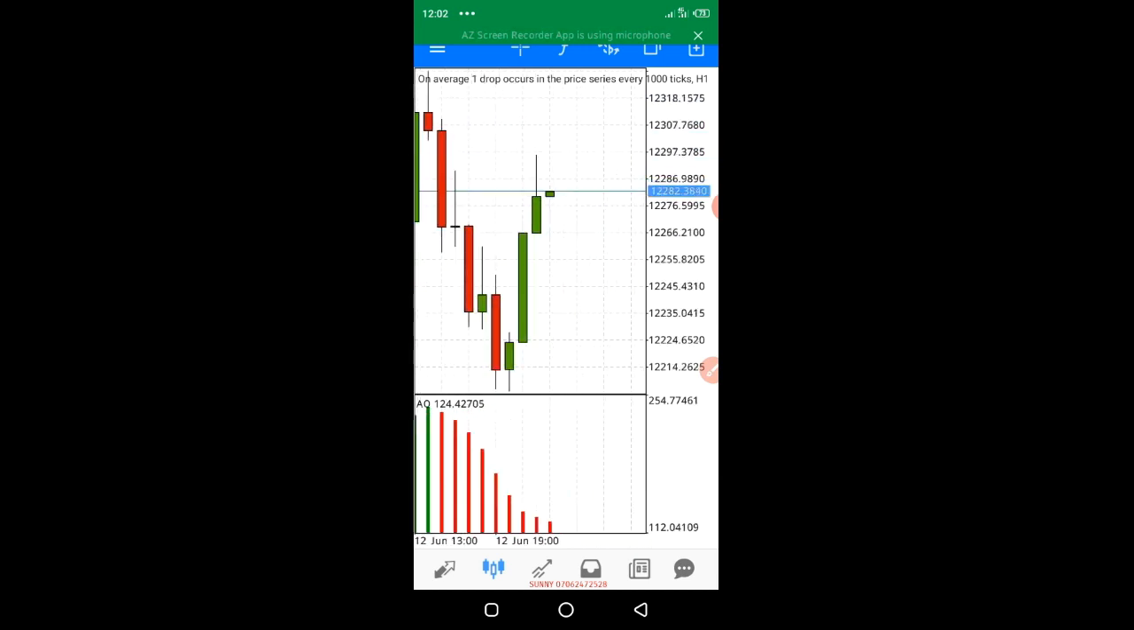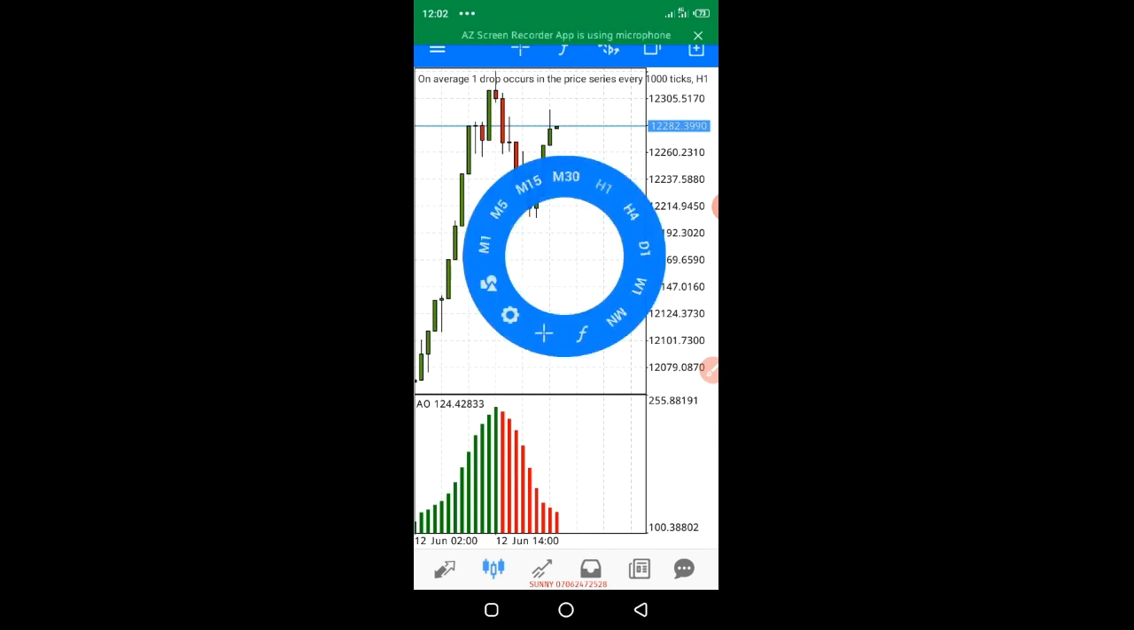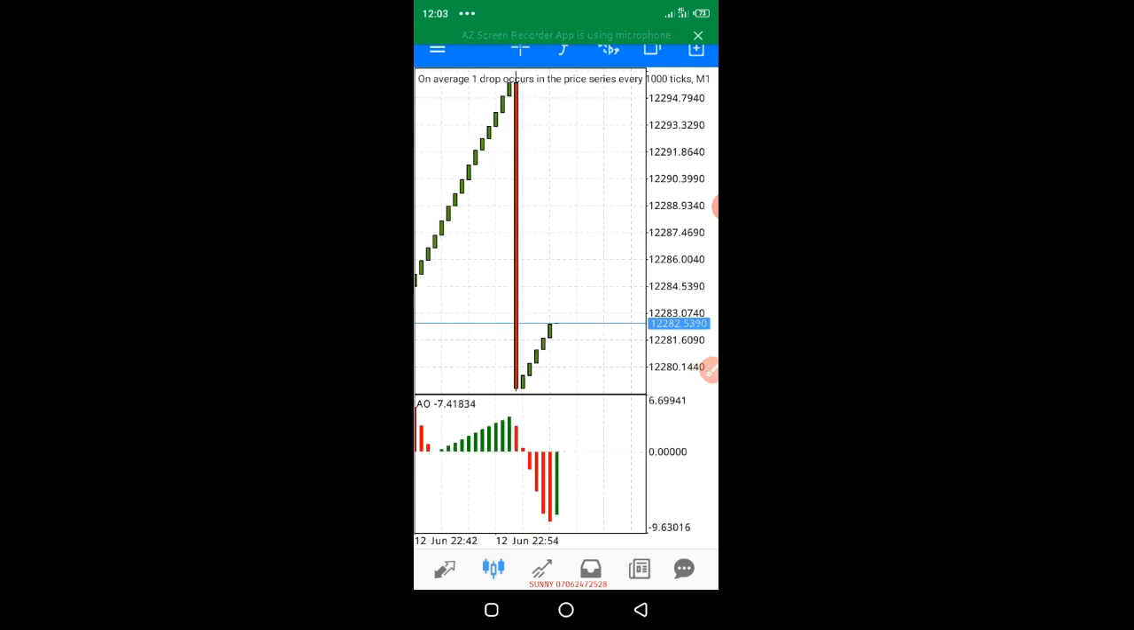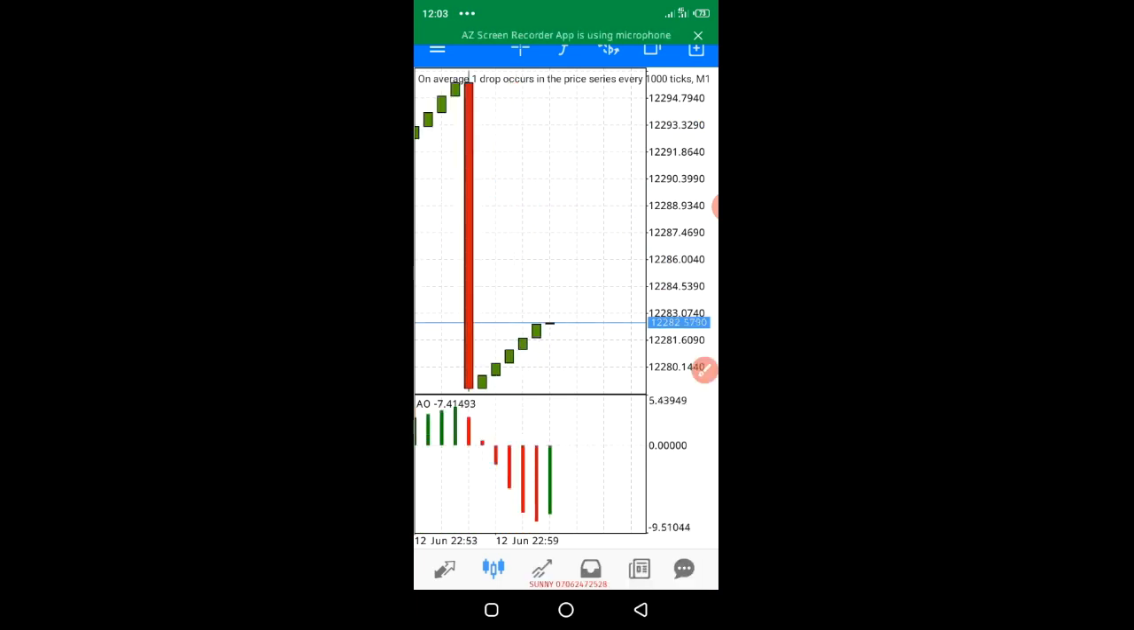Now how does this strategy work? You tap your screen and you go to M1. Remember, you must be on the uptrend in Crash. So I'm going to click on M1 to go to my 1 minute chart. On my 1 minute chart, let me zoom out very well, you see that for each candle that forms, a new long green or red line will be formed on the Awesome Oscillator.